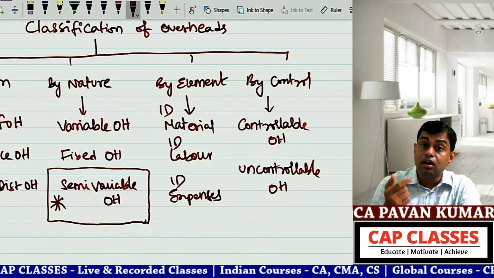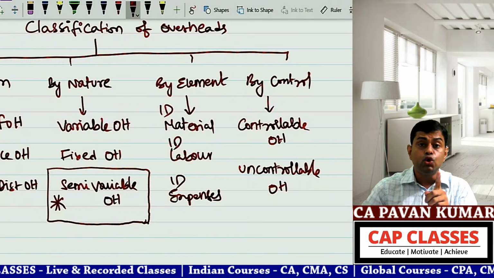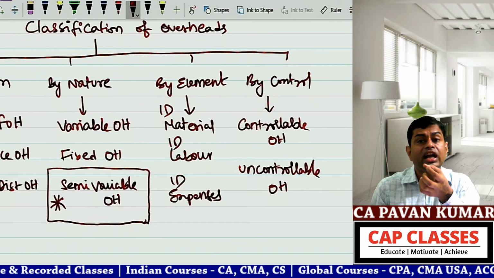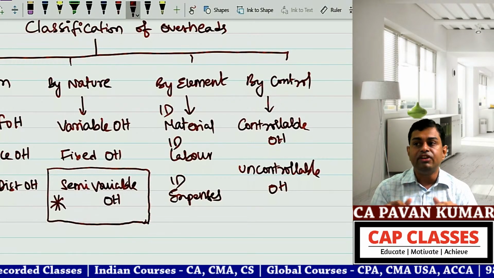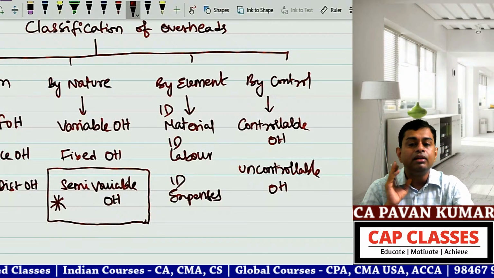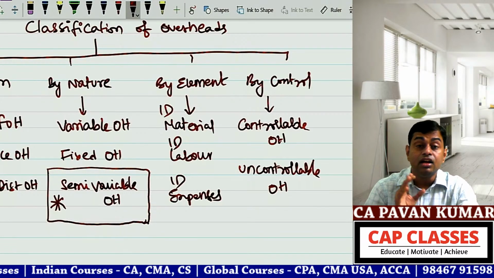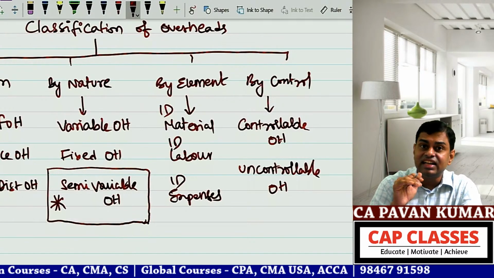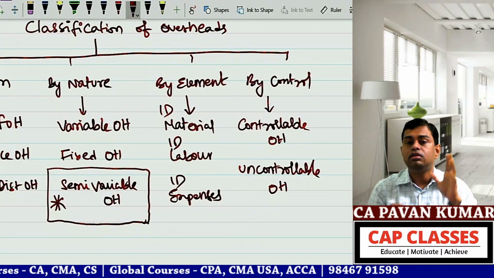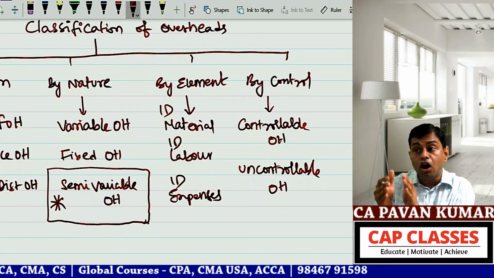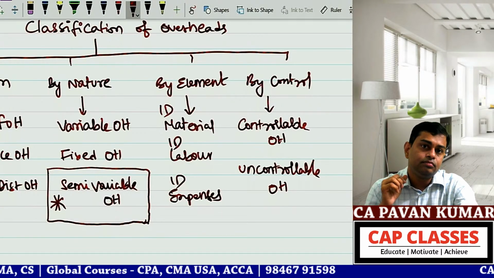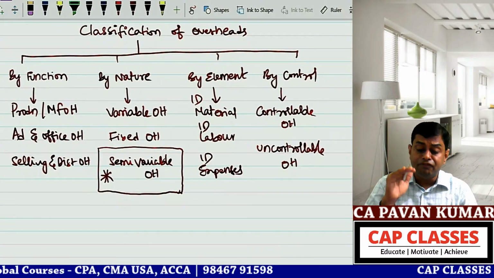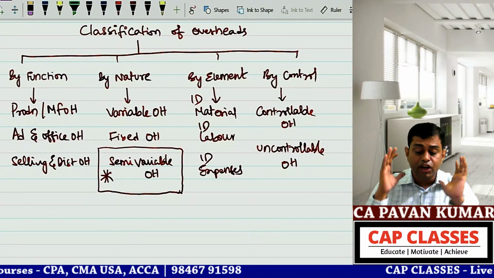It is uncontrollable. It is very important for you to understand what is controllable and what is uncontrollable, what can be controlled and what cannot be controlled. Because only if it can be controlled, you will control it. Simple, isn't it? So factory rent cannot be controlled. What about power consumption, electricity, other overheads? They can be controlled. So you need to focus more on these controllable expenses. You understand? So by nature, by function, by element, by control, we can classify overheads like this.